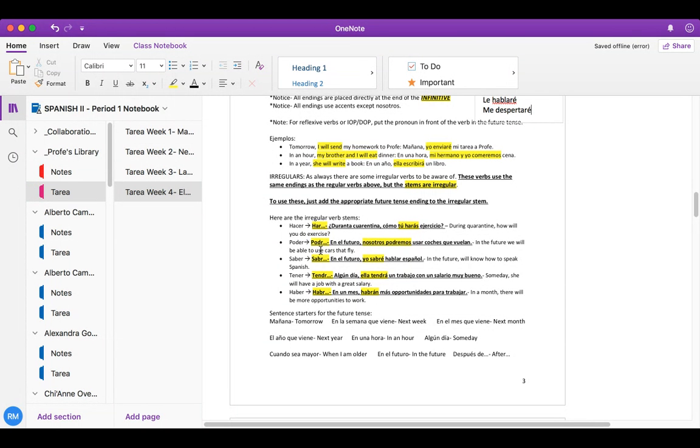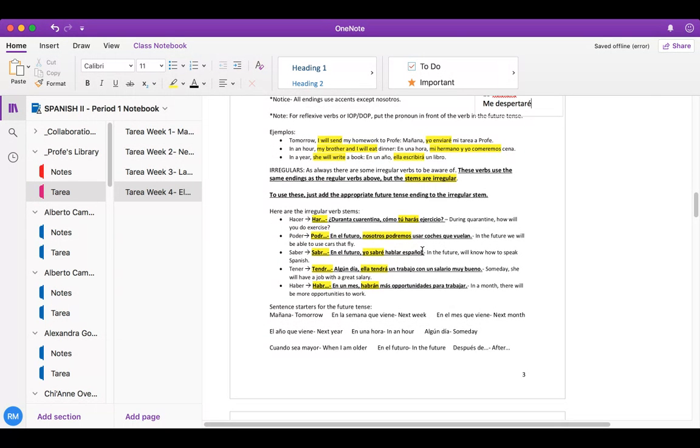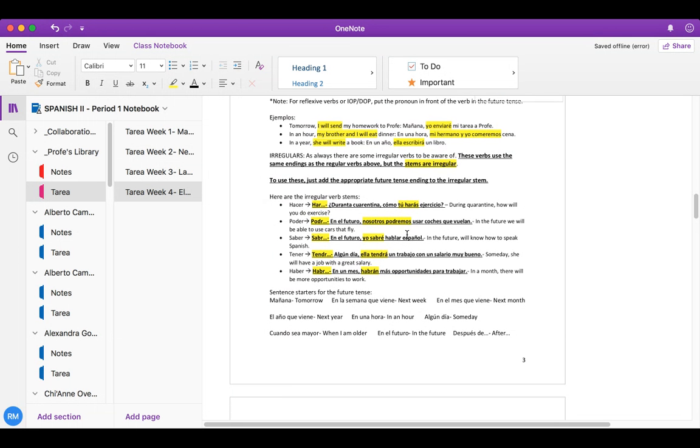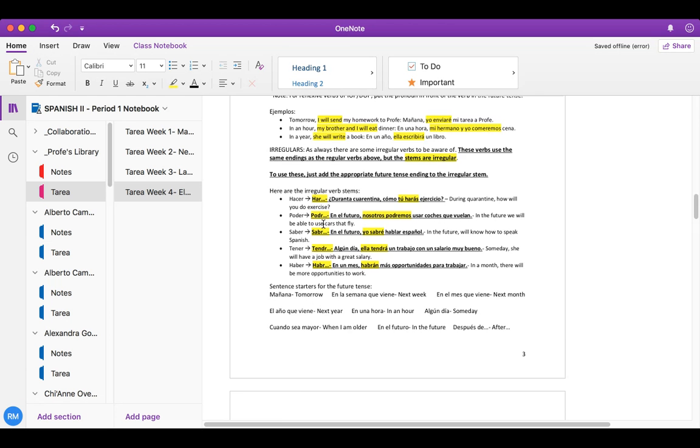Okay, poder, to be able to. P-O-D-R, podr is the stem. We add our endings directly onto that. Nosotros podremos usar coches que vuelan. E-M-O-S is our nosotros ending. For the future, we add that right onto the stem.